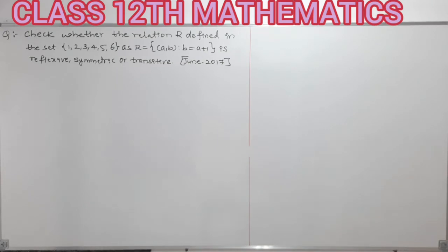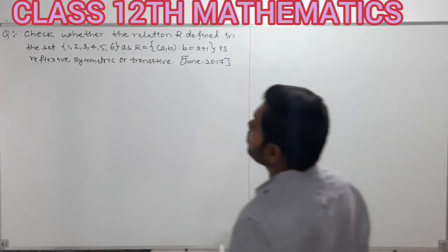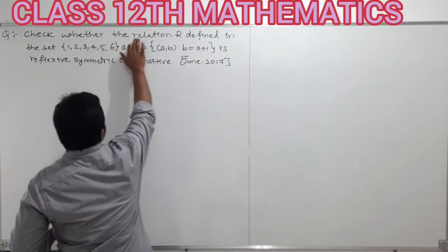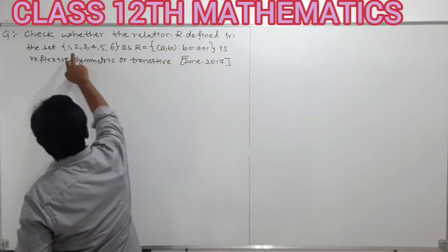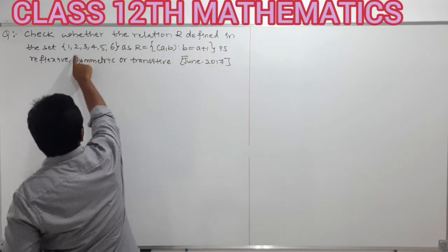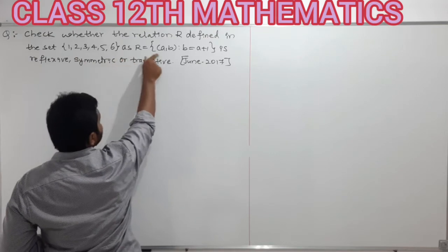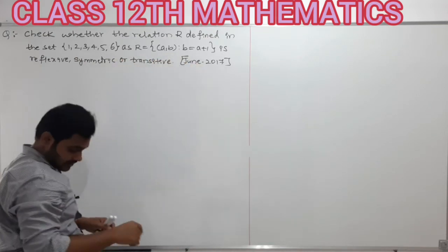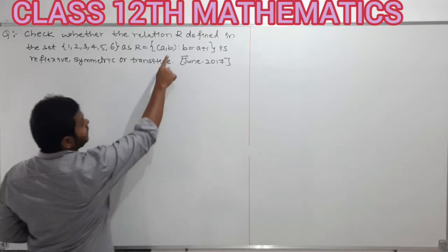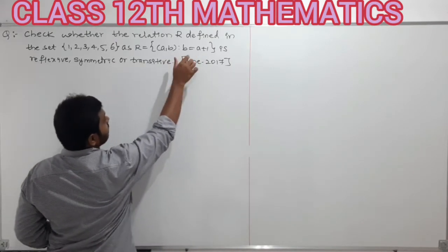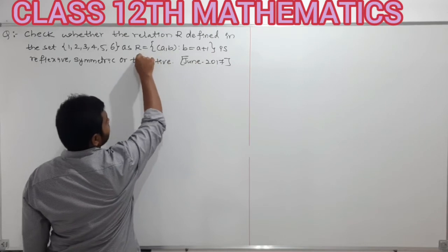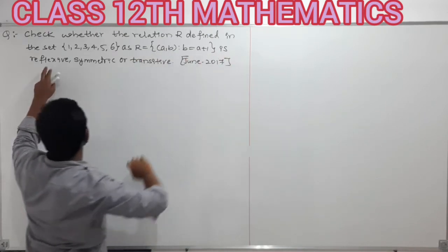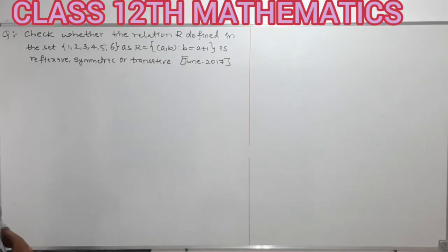The next question, my dear students, I wrote on the board. What is that? Check whether the relation R defined in the set {1, 2, 3, 4, 5, 6}, as this is the relation they gave to you. What is the condition in the relation R they gave to you? B must be equal to A plus 1. Such ordered pairs will be there in the relation R. We should check whether it is reflexive or symmetric or transitive.